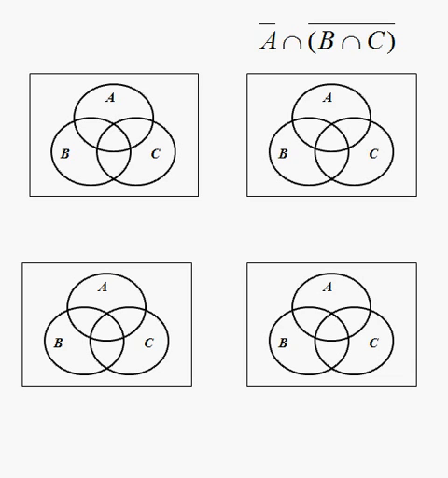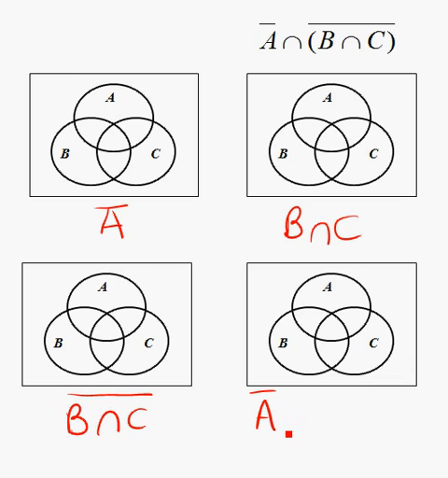So as far as this question goes, we can write down a Venn diagram for the complement of A. That's the complement of A there, it doesn't look like it. We can write down a Venn diagram for B intersection C. We can write down a Venn diagram for the complement of B intersection C. And we can write down a Venn diagram for the thing that we're after: A complement intersection the complement of B intersection C.